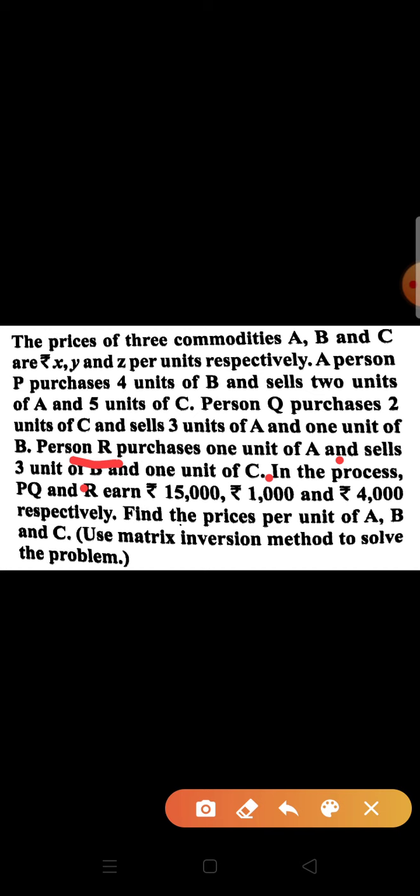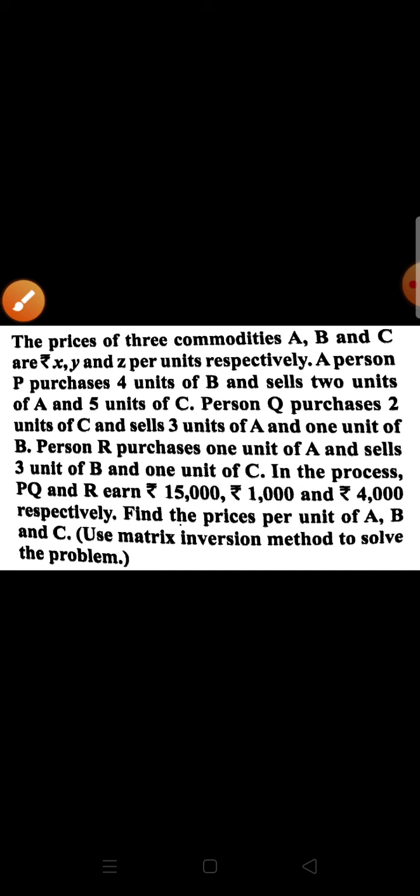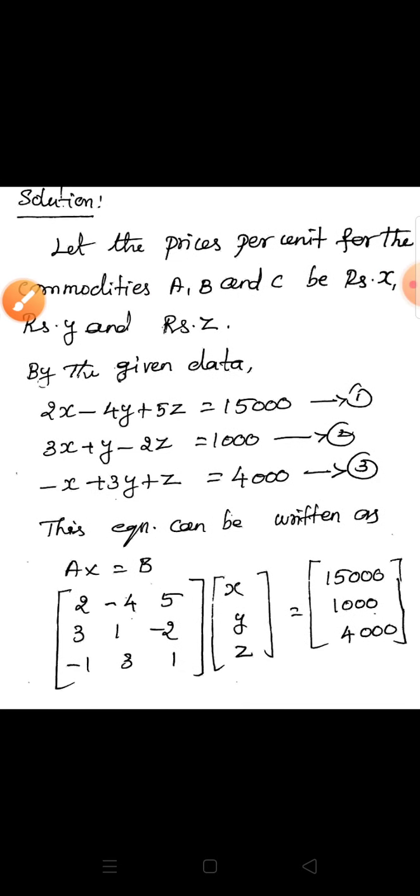In the process, P, Q and R earn 15,000 rupees, 1,000 rupees and 4,000 rupees respectively. Find the prices per unit of A, B, C. We are going to use the matrix inversion method to solve the problem. Next, the solution starts.